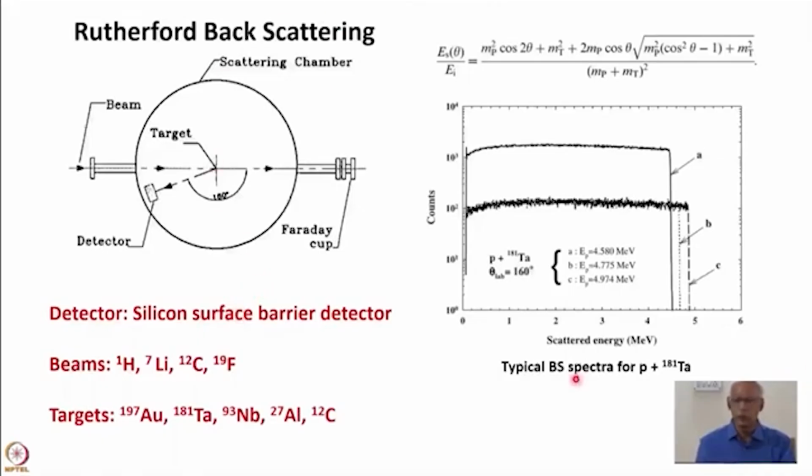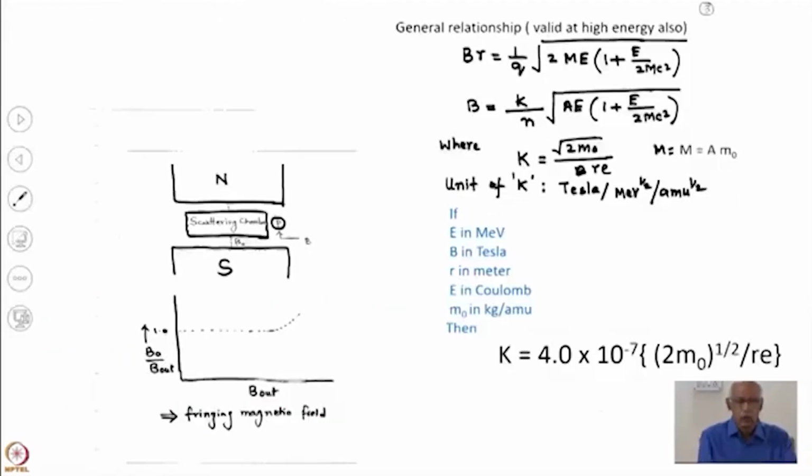So this was the arrangement, and the backscattered particles were detected and analyzed. The error in this kind of measurement can come from the fact that this is the magnet, north and south here, and the scattering chamber is put in the center of the magnet, and the NMR gauge meter normally can't be put there, so it is put slightly outside.